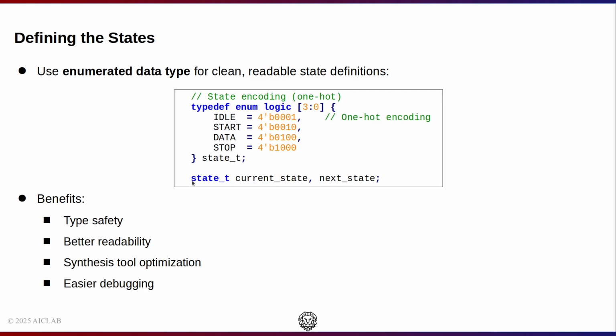The enumerated data type has several benefits. First, type safety. If in your RTL code you accidentally change the value of idle, the tools produce an error. So you can find it and fix the bug. Also, it makes your code more readable. In addition to this, during the simulation, in the waveform, you can see the name of the state. So it improves debugging.